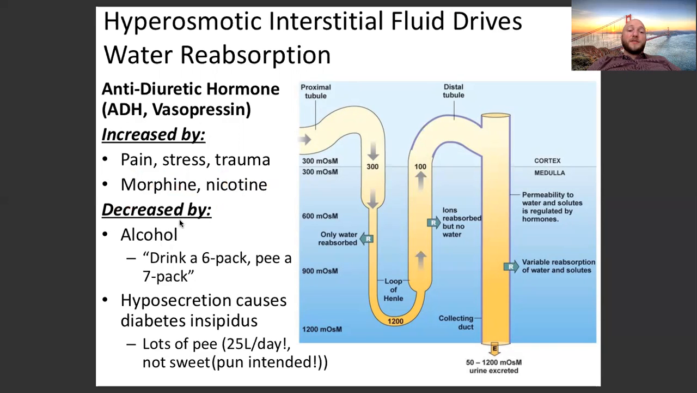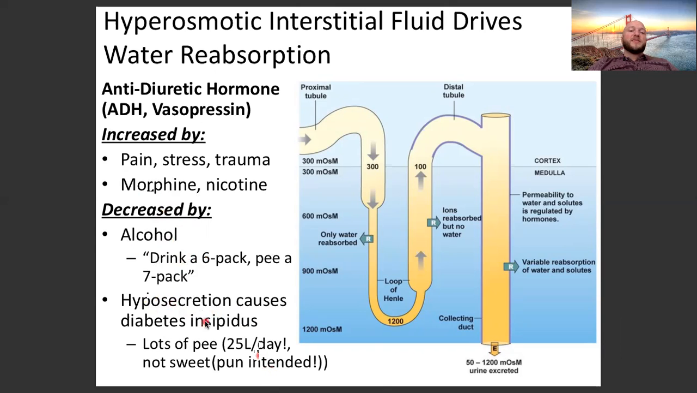What decreases its effect? Alcohol. So drink a 6-pack, pee a 7-pack. Alcohol inhibits the ability of ADH to do its job. And so you don't retain water and you pee out a lot of water. So people who drink alcohol pee a lot, and it's because of its interactions with antidiuretic hormone.